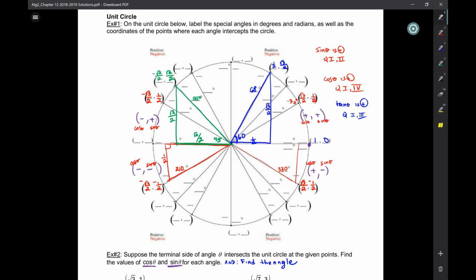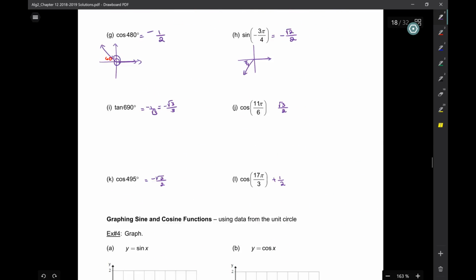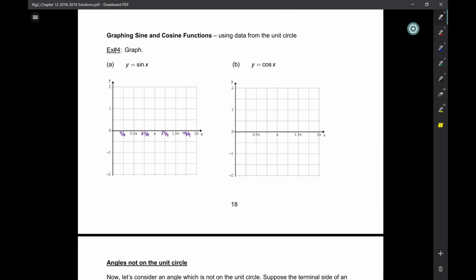So what is it here then? Negative 0.7 and 0.7. Here, negative and negative. And then positive 0.7 and negative 0.7. So let's put those points on our graph here. When the angle is 0, how much is the sine? 0. When the angle is pi over 4, how much is the sine? 0.7. That's somewhere around there.